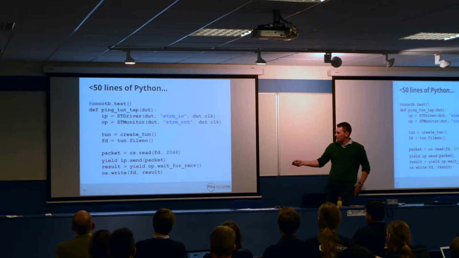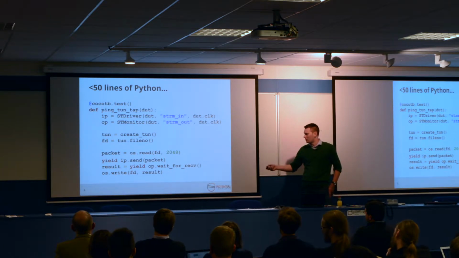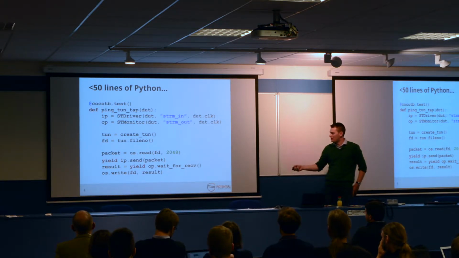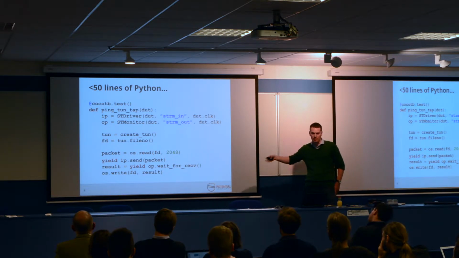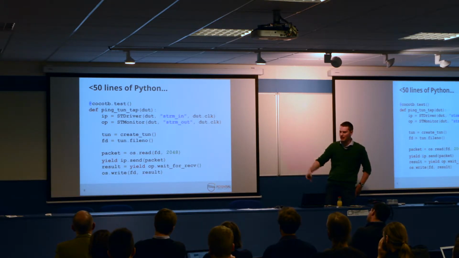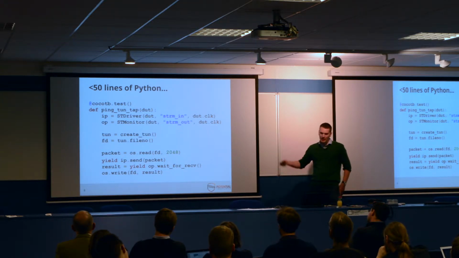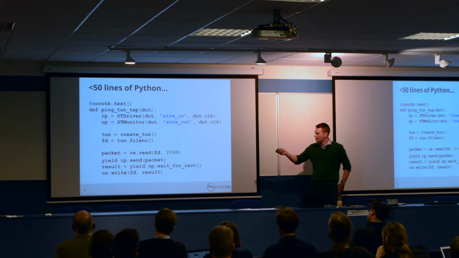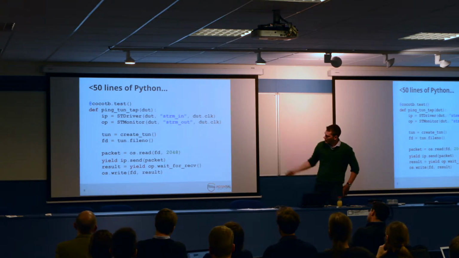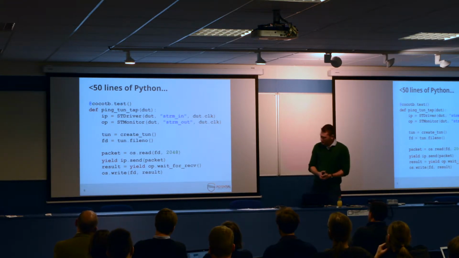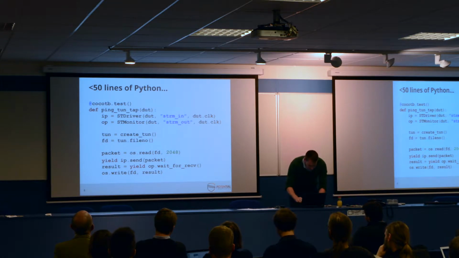We get the file descriptor for our TUN interface, we wait for a packet to arrive, and we send the packet into the design. We're using the yield keyword here because it's a coroutine based environment, so we yield control back to the simulator to allow time to advance. We're going to wait for an output, and then we're going to send that back over our file descriptor through our virtual interface.